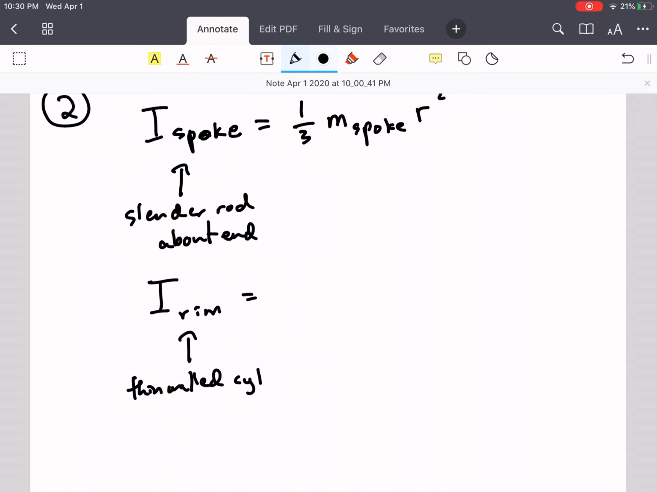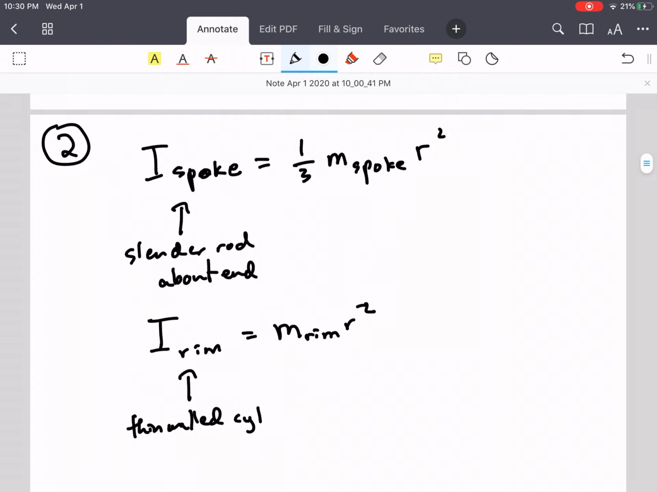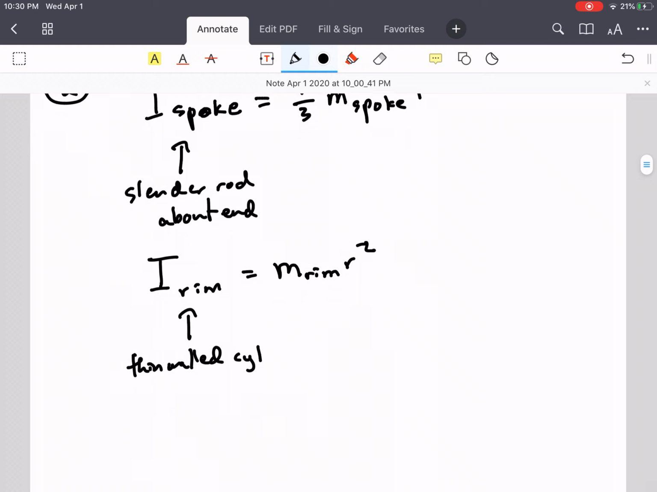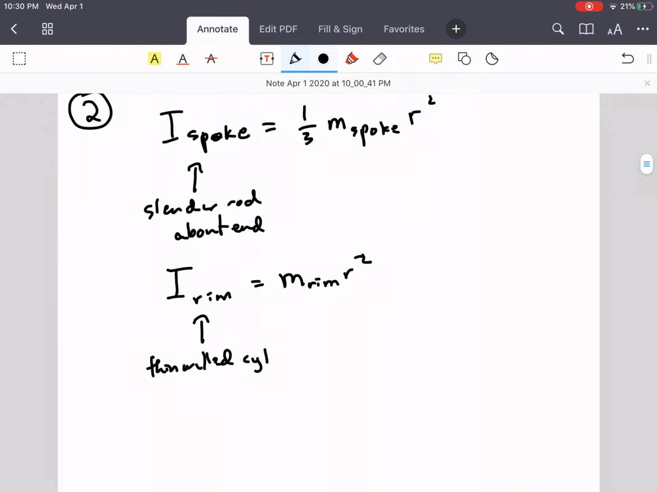So for that, we just saw that it was the mass of the rim times radius squared. And the problem asks not for these individually, but for the total moment of inertia, which we just add them up. So the total moment of inertia is that of the rim, plus that of each spoke. There are 6 spokes, meaning I have to multiply 6 times the moment of inertia of the spoke. And now you can go ahead and plug in some numbers here.